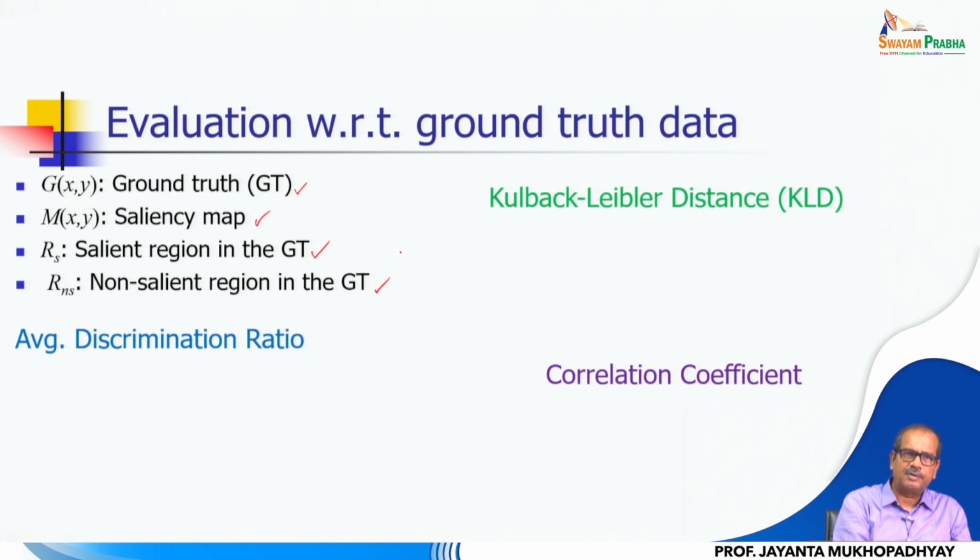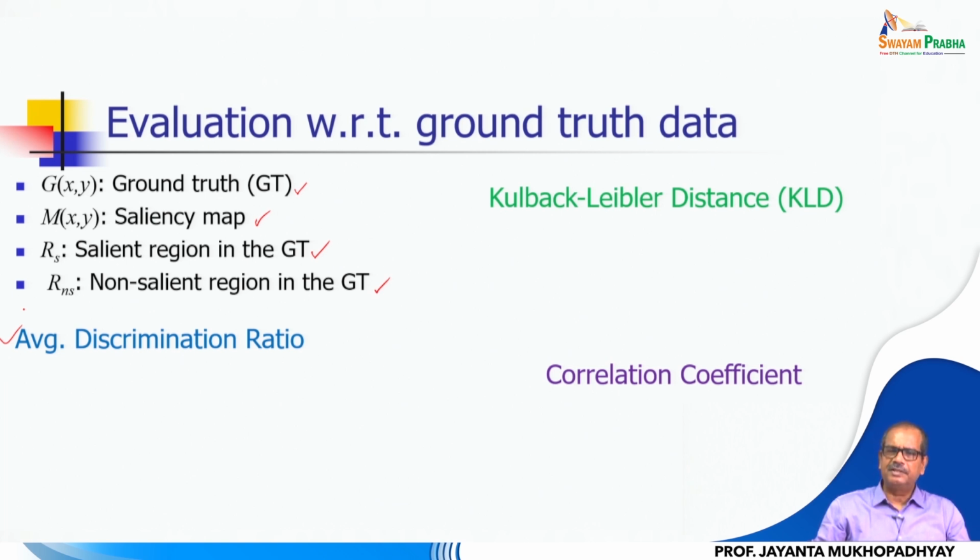So first I will talk about the average discrimination ratio. In this case we consider averages of the saliency map values computed in the salient region and also in the non-salient region. Now we find out the proportion of those values, because these are all saliency values. Naturally, saliency values in the non-salient region should be small, so the average should be low. On the other hand, saliency values in the salient region should be high.